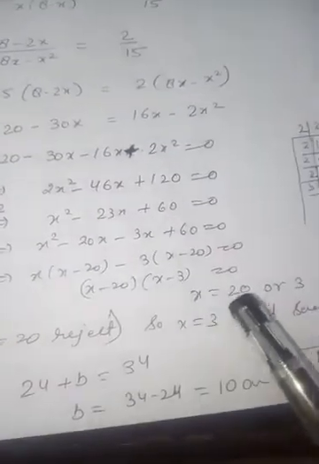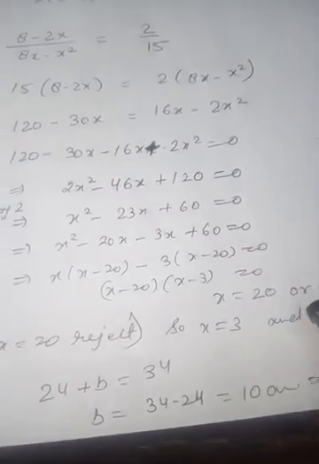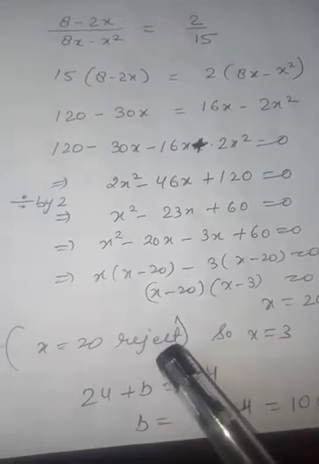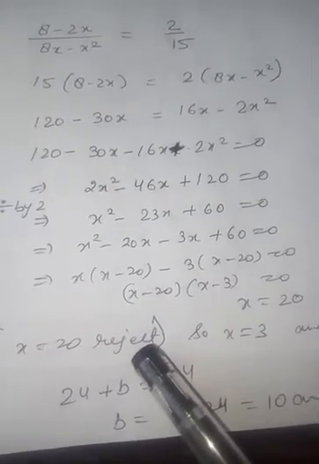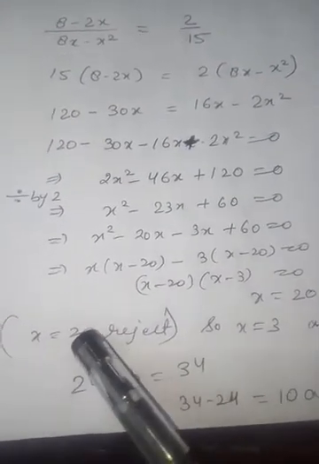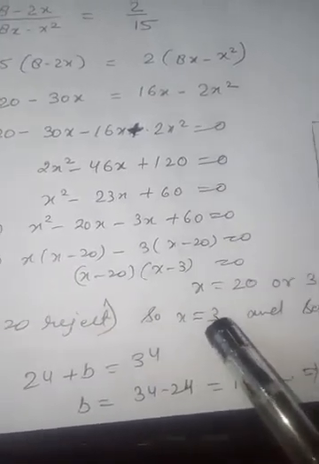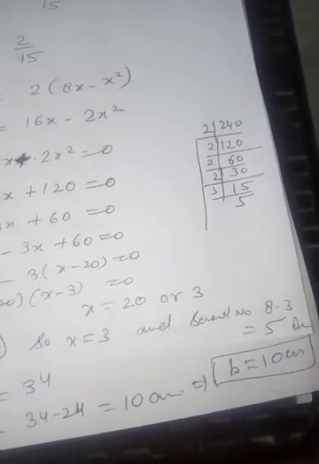So the first number is x equals 20 and x equals 3. Here x equals 20 is rejected, because the sum of the numbers is 8 and 20 is greater than 8, so it is not possible. The only number is 3, and the second number, 8 minus 3, is equal to 5. So this is the answer.